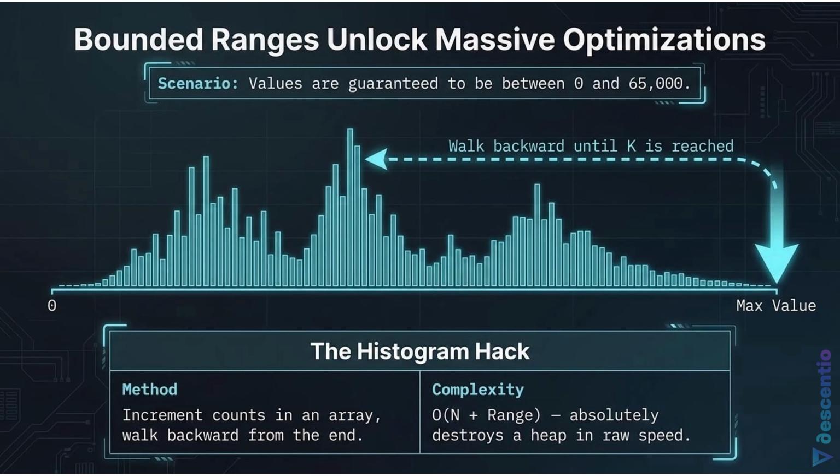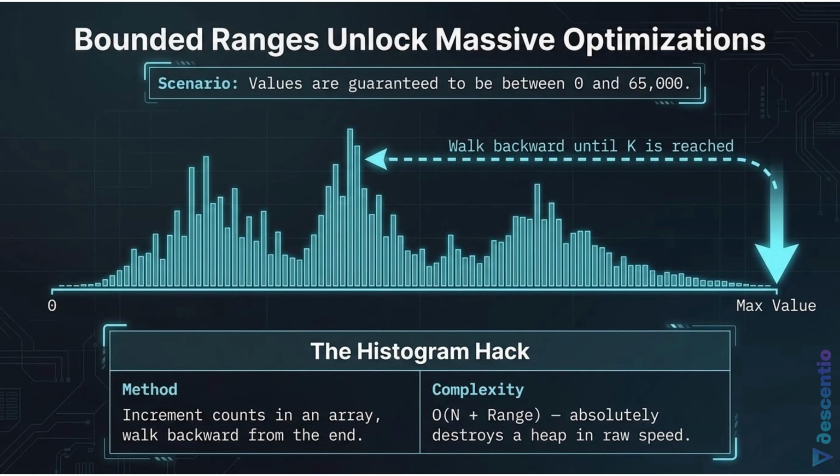An interviewer gives you the top K prompt, but when you ask about the data, they tell you the values are strictly bounded integers. So, like, maybe they represent user ages, which max out at, say, 120, or specific network latency metrics strictly capped between 0 and 65,000. Exactly. If the values are strictly bounded and your first instinct is still to build a heap or a bitonic network, you are doing entirely too much work.